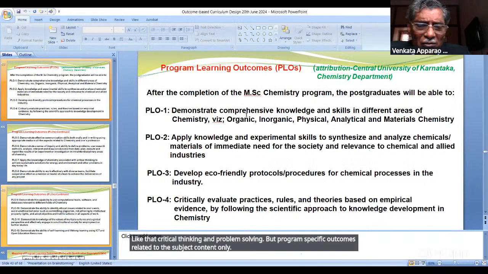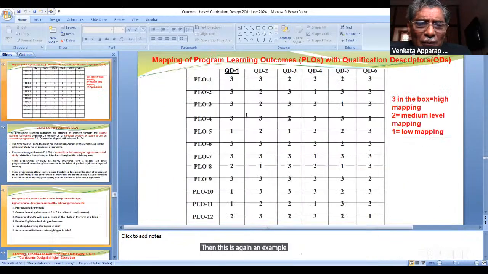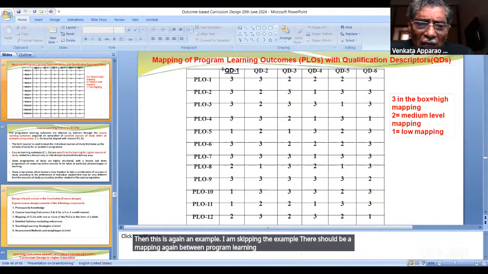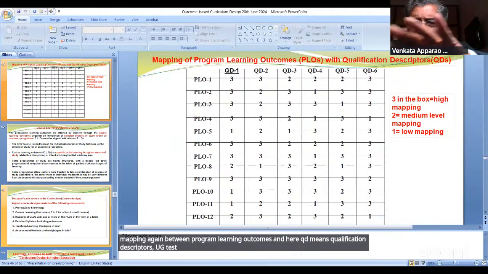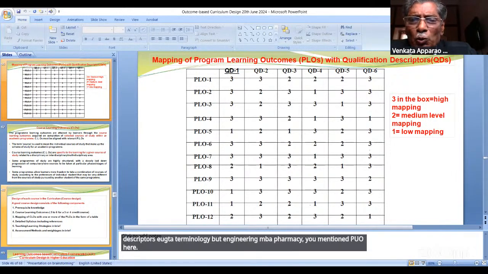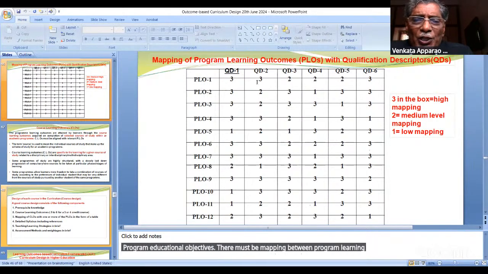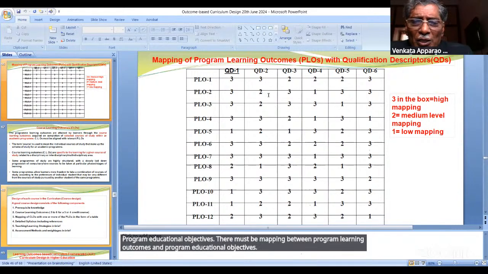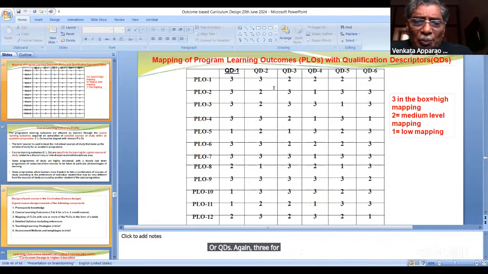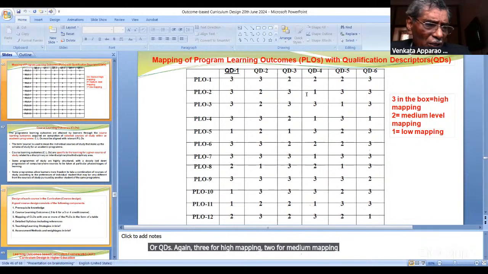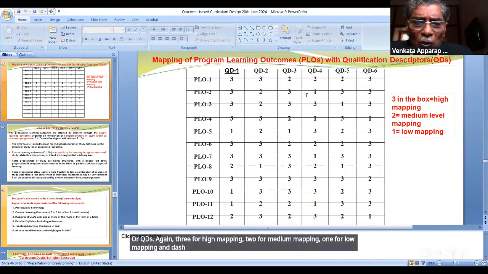Then this is again an example. I am skipping the example. There should be a mapping again between program learning outcomes and, here, QD means qualification descriptors, UGC terminology. For engineering, MBA, pharmacy, you mention PEO here, program educational objectives. There must be mapping between program learning outcomes and program educational objectives or QDs. Again, 3 for high mapping, 2 for medium mapping, 1 for low mapping, and dash for no mapping at all.